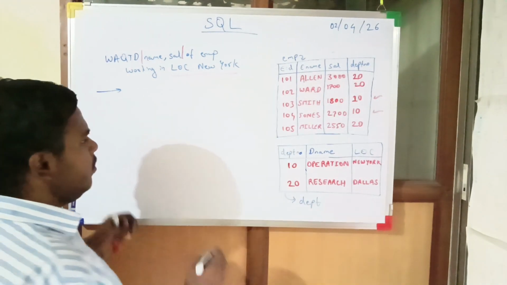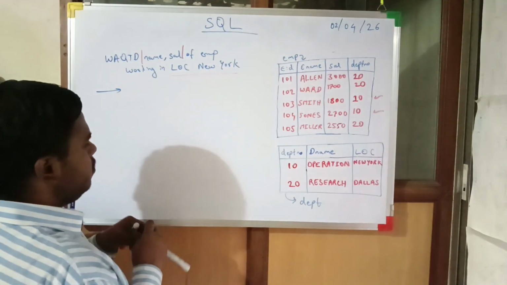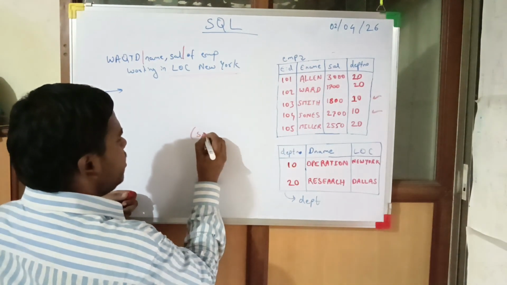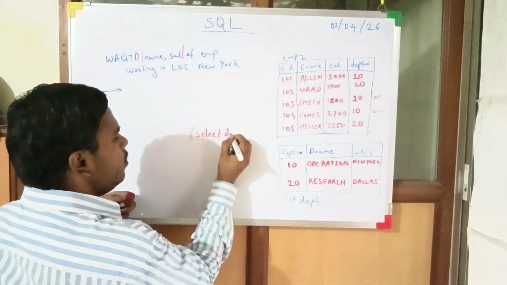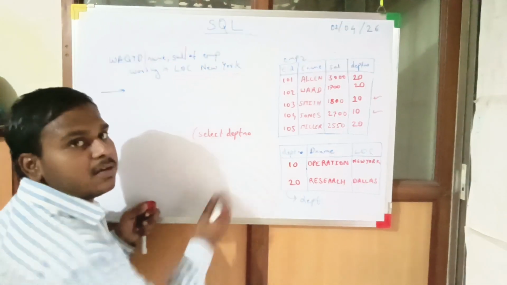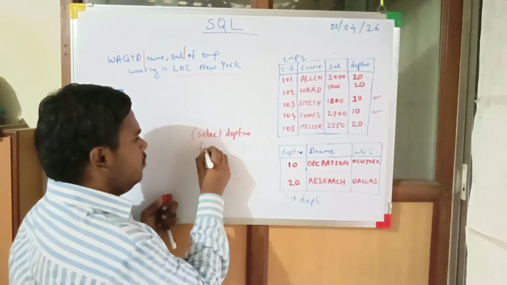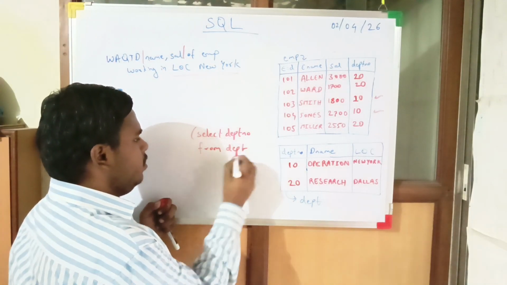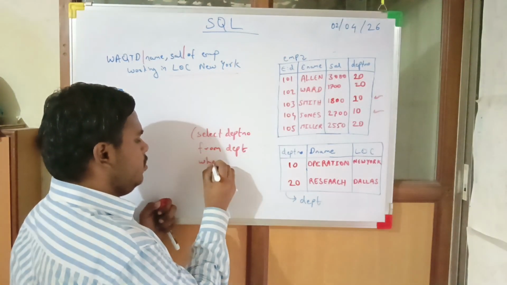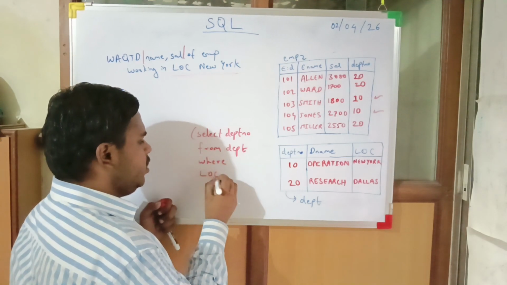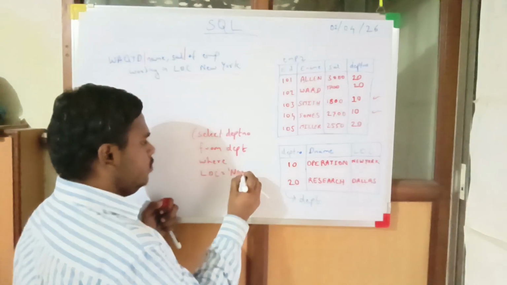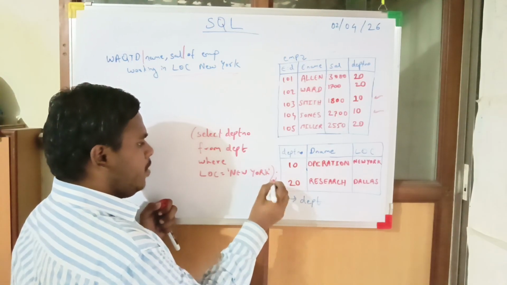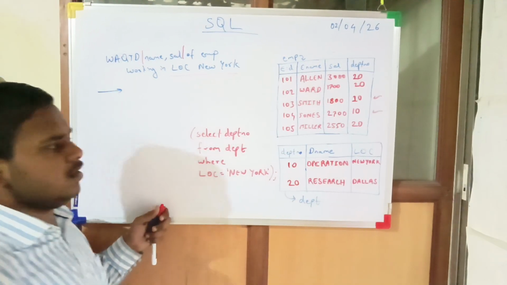So in the inner query what we will write? Select department number from DPT where location equal to New York. In the New York, space is there. Okay, this is the inner query.